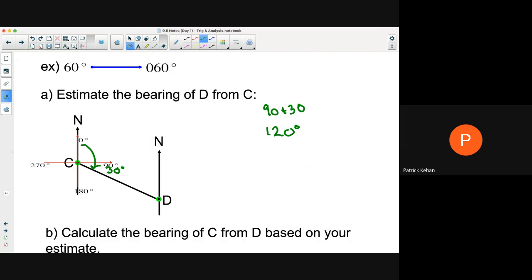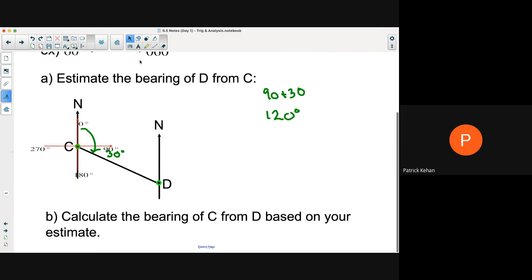Now, the next question goes on and kind of reverses it. It says calculate the bearing of C from D based on our original estimate of this 30-degree angle here. Okay, so a couple things we have to look at. Again, since we're now measuring from 2 points in the reverse direction, I'm going to give myself 2 axes here. And the one thing that's extremely helpful in this case is that you can use the north-south lines of both of these axes here, or the east-west lines for both of these axes here.